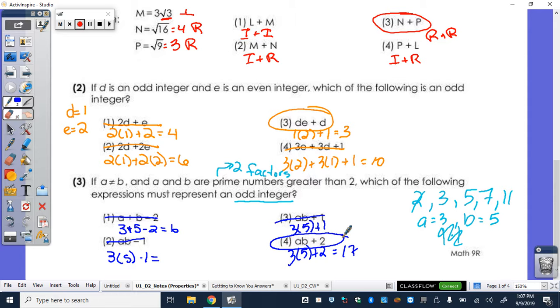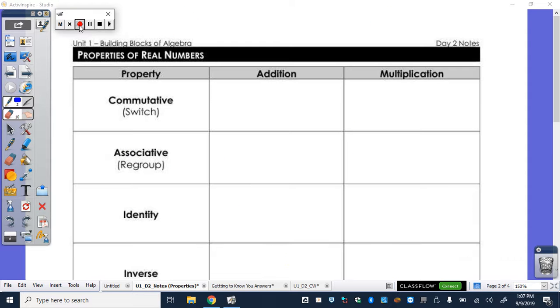Finally got it. So these kinds of problems actually pick numbers that fit those situations and try them. Test them out. See if it works.